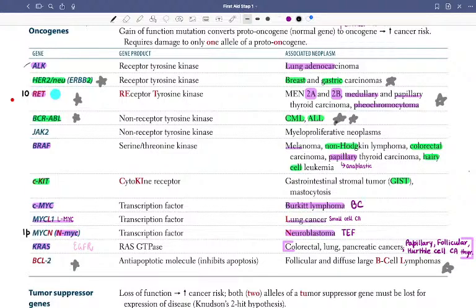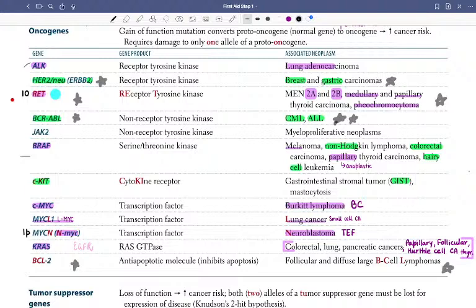The kilo Daltons of this is also significant, and will come to it in hematology. BCR-ABL, CML and ALL. JAK2, myeloproliferative neoplasms. BRAF is melanoma, non-Hodgkin's, colorectal, papillary thyroid, hairy cell. Next is c-kit, mainly important in mastocytosis. c-MYC, Burkitt's, which has already come.